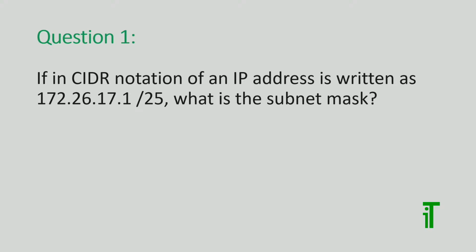So the first question is, if the CIDR notation of an IP address is written as 172.26.17.1/25, what is the subnet mask? So if you have been given an IP address with a CIDR notation of 172.26.17.1/25, how do we find a subnet mask?